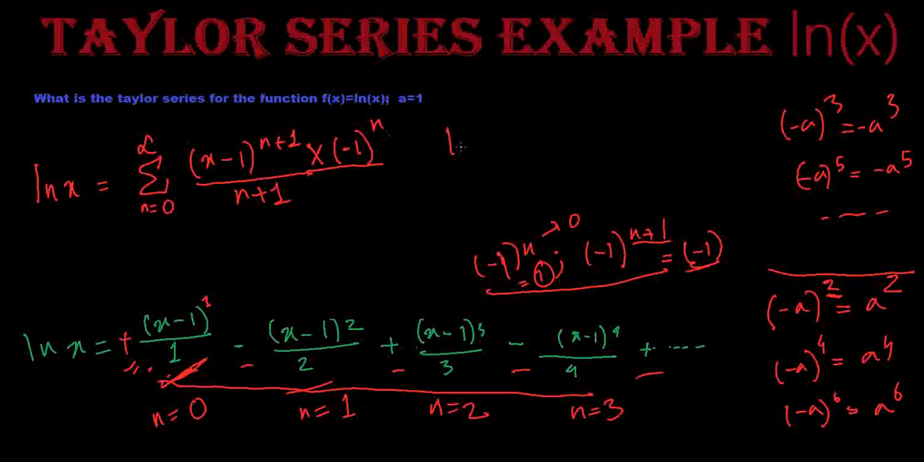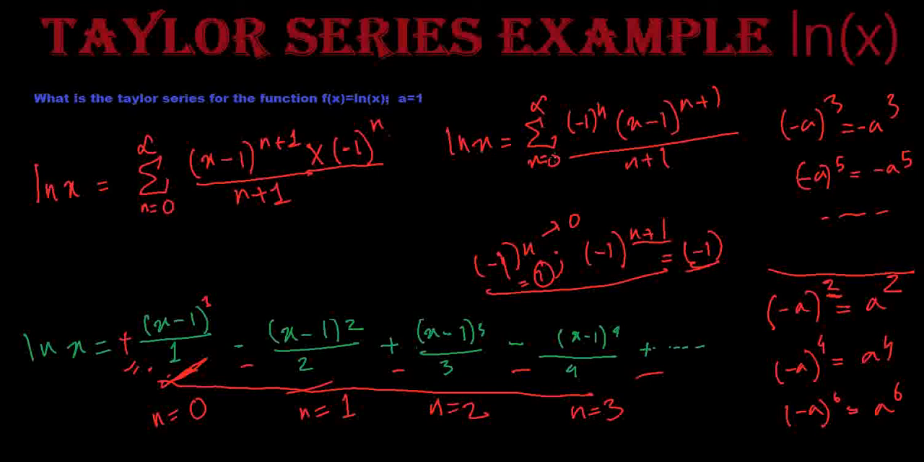So we can simply write it as ln x equals summation n equals 0 to infinity of (minus 1) to the power n, times (x minus 1) to the power n plus 1, divided by n plus 1. So this is the Taylor series for f of x equals ln x centered at a equals 1.